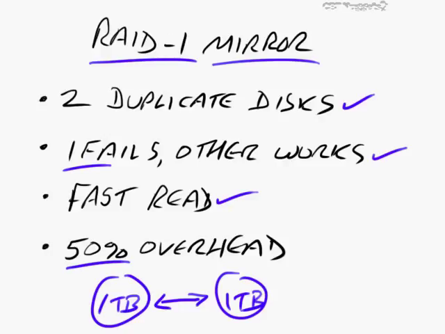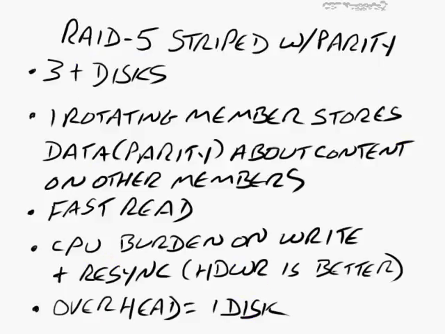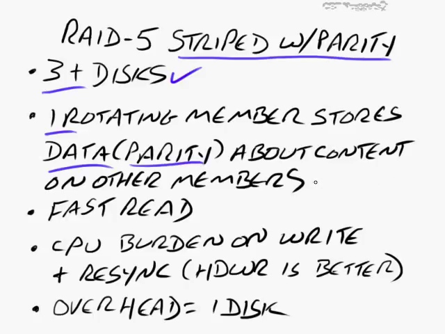Now, if you want to get a little bit more storage space, but you also need to use more hard drives, then you could go with something called a RAID 5 array, also known as a striped set with parity. With a RAID 5 array, what you have is at least 3 disks. You can have pretty much as many as you want, as much as the computer will hold anyway. But you have at least 3 disks, and one of the members in this RAID 5 array will be a rotating member that stores parity data about the contents on the other members.